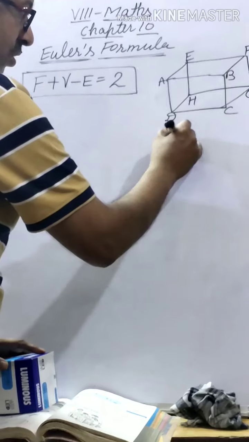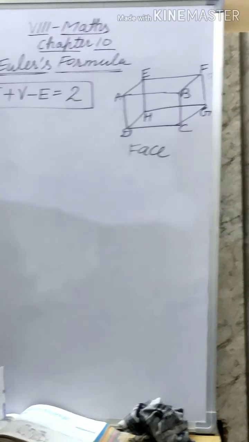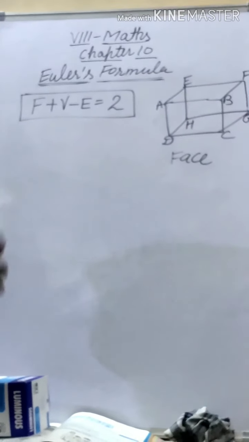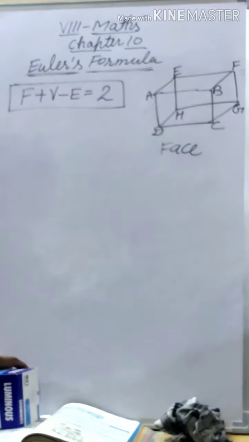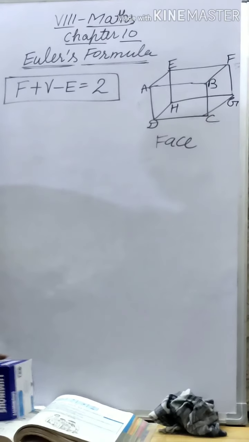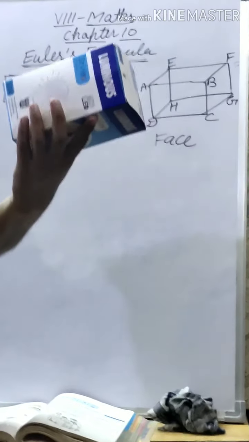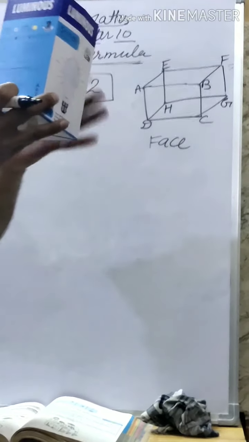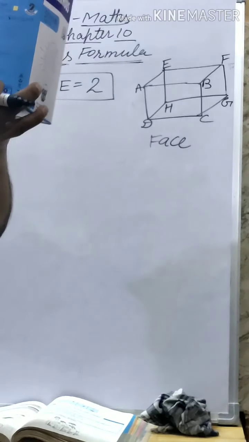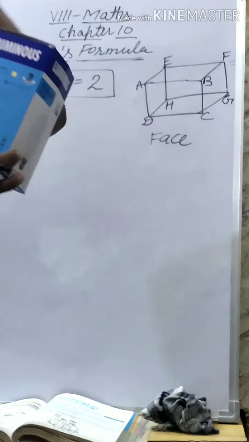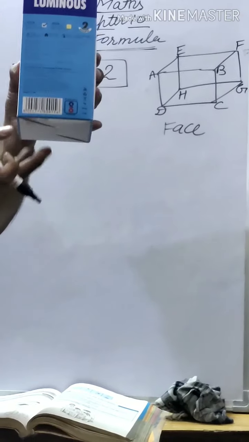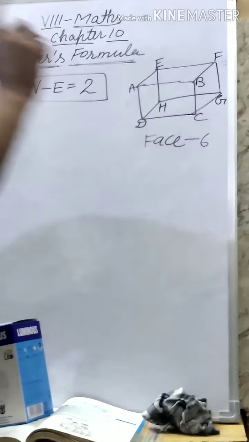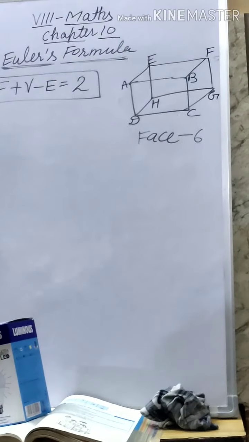So my dear students, first of all you must know what a face is. How many faces are there in a cuboid? Any solid figure you can take. I am having this cuboid shape and its faces. It means 4 faces are visible: 1, 2, 3, 4. 4 faces are there around, and then one top and one bottom. Total 6 faces are there in this cuboid.